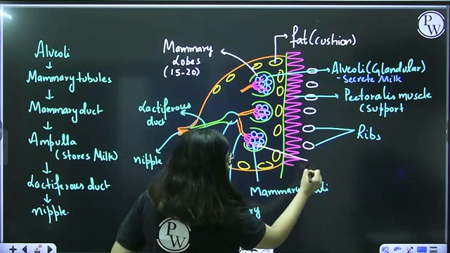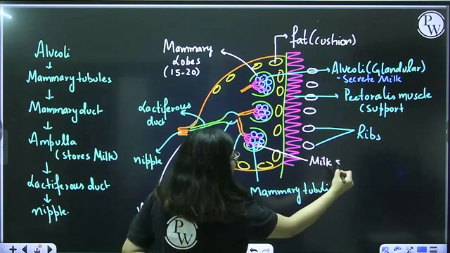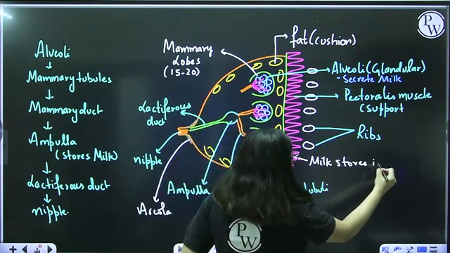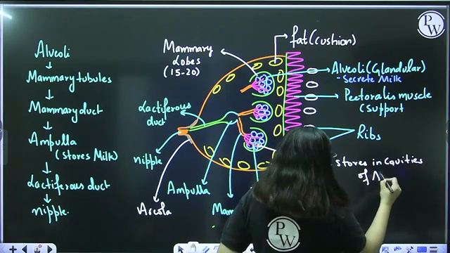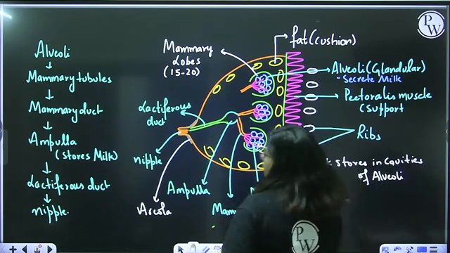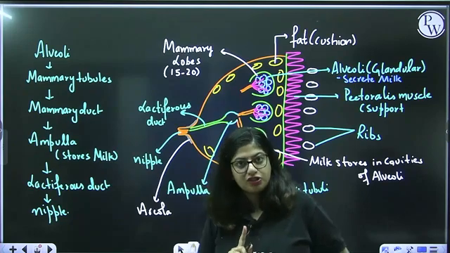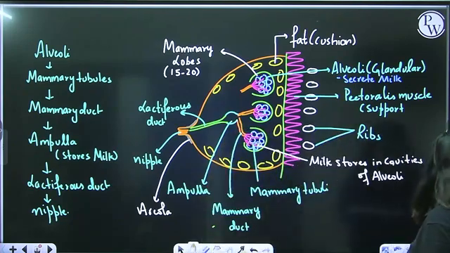Okay, so this is milk. Milk is stored in cavities of alveoli. Also, the milk can be temporarily stored in the ampulla region. Now, I think all doubt is clear.